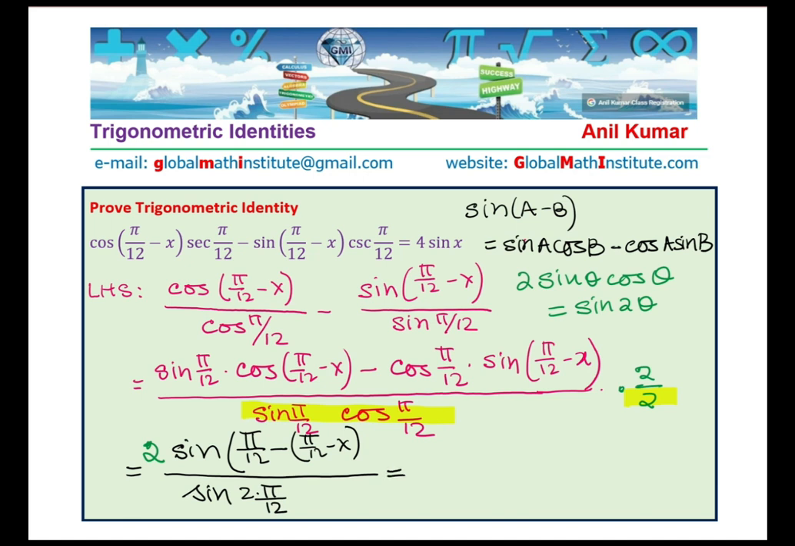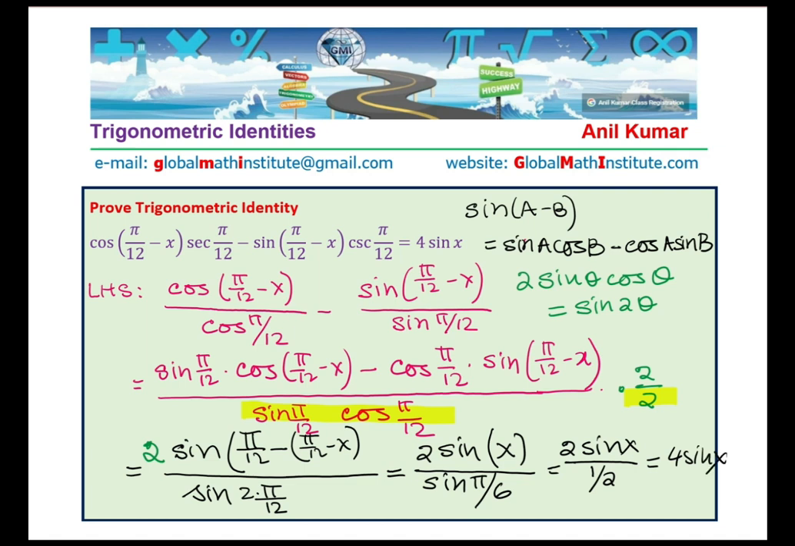Now if I open this bracket in the numerator, I have 2 sine and simplify. Pi by 12 minus pi by 12 is 0 and minus becomes plus x. Here we get sine of pi by 6. Now sine of pi by 6 is half, right? So we get 2 sine x over half, correct? And which clearly is 4 sine x. Is that clear? And that is what you wanted, right? On the right hand side, 4 sine x. So we got the right hand side.